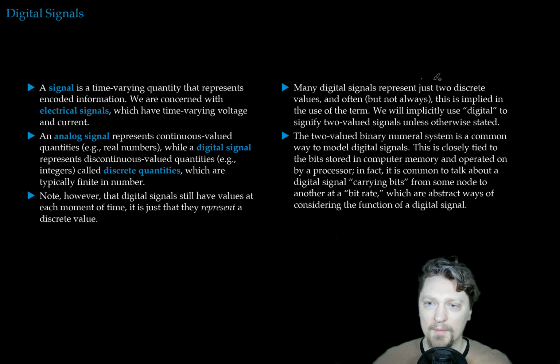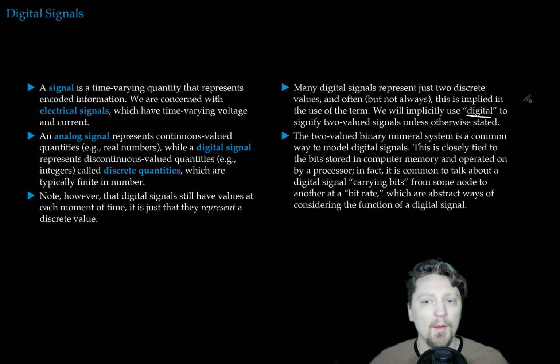Many digital signals represent just two discrete values, and often, but not always, this is implied in the use of the term. We will implicitly use digital to signify two-valued signals unless otherwise stated. The two-valued binary numeral system is a common way to model digital signals. This is closely tied to the bits stored in computer memory and operated on by a processor. In fact, it is common to talk about a digital signal carrying bits from one node to another at a bit rate, which are abstract ways of considering the function of a digital signal.